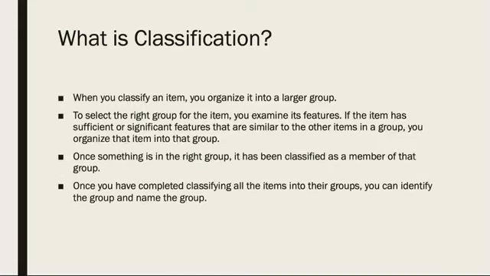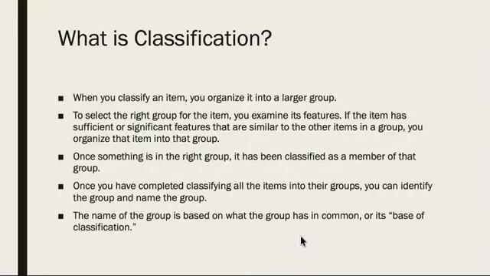And then once you have completed classifying all the items into their specific groups, you can identify the group by name. So you'll be able to do that with this very important principle called the basic classification. This is where it starts to hit what we're doing in the essay. So the name of the group is based on what the members have in common, right? And what they have in common, the one thing that makes them the most similar, that makes them be in one group together, is called the basic classification.